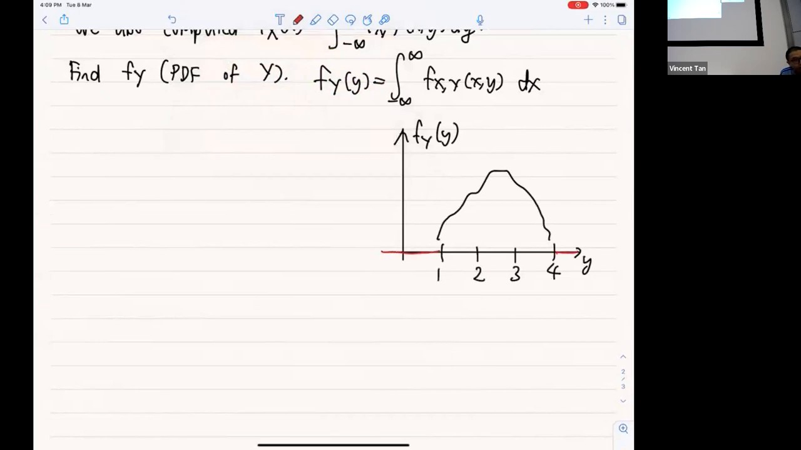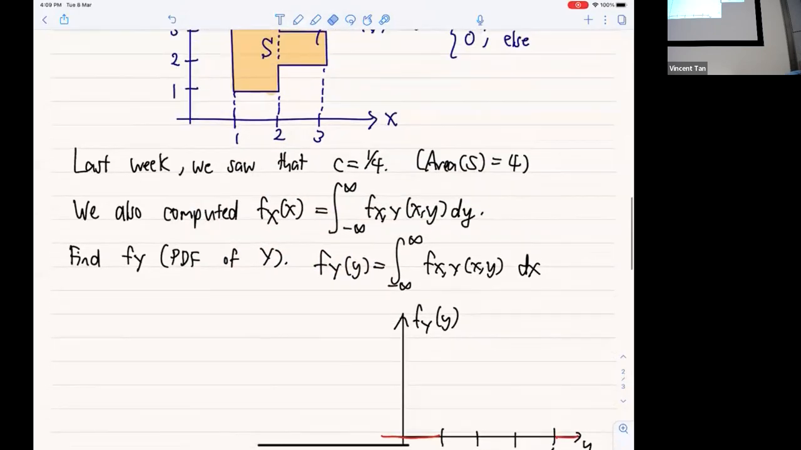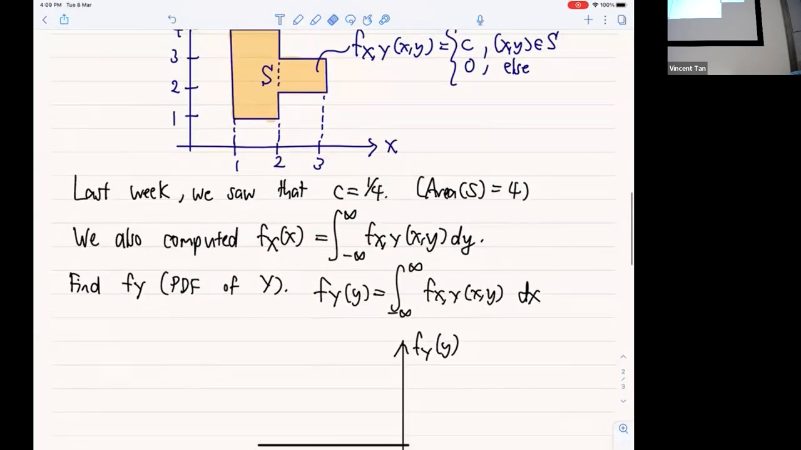Is that clear? The red one, you have zero density. So there is some stuff happening here, so let's try to figure that out. Now let us look at any y that is between 1 and 2. Look at any y between 1 and 2.